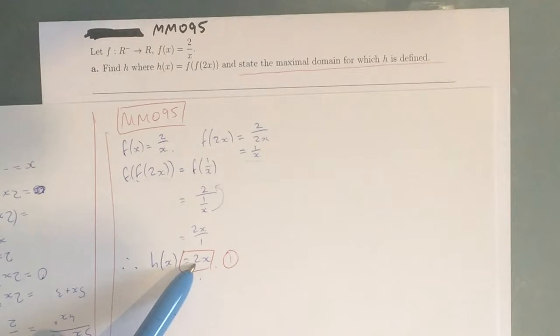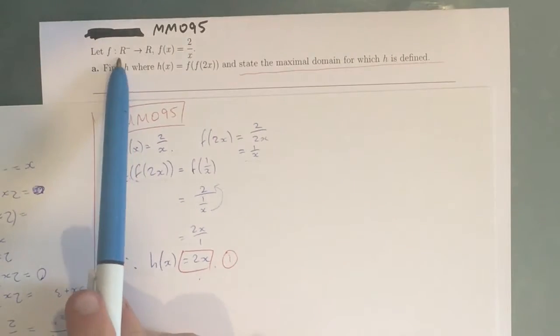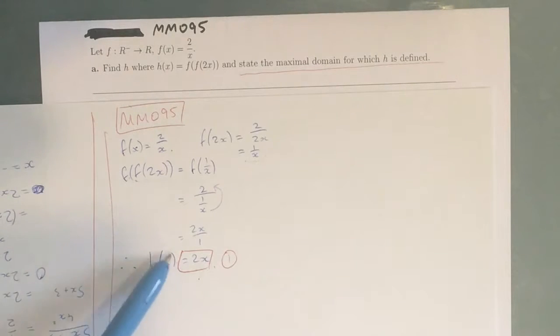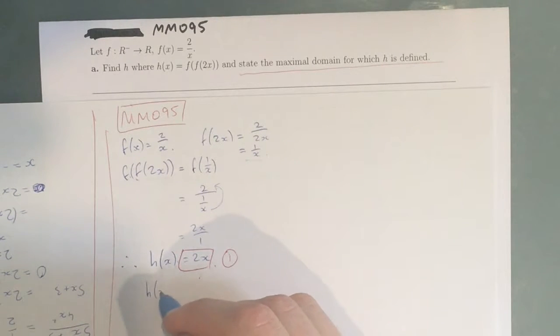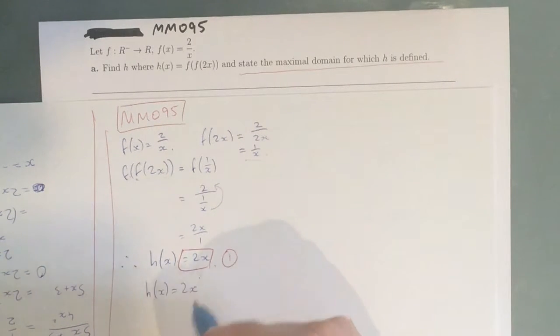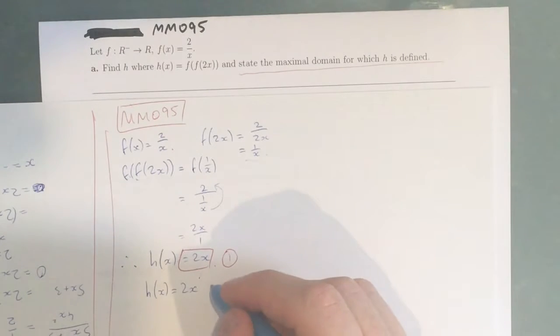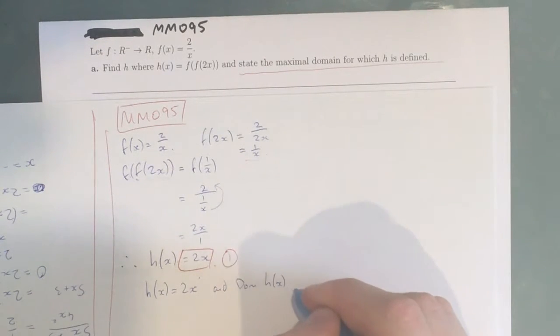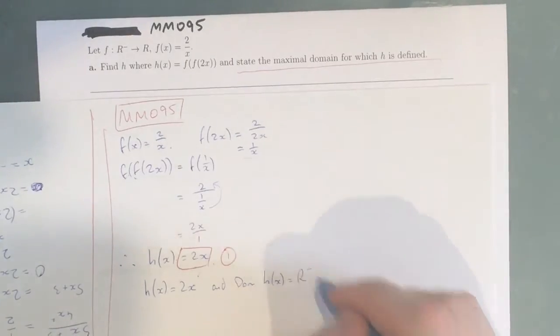Now, normally, y equals 2x would have a domain of R. However, because our original function had the domain of R negative, or all negative real numbers, this function also needs to have the domain R negative. So my final answer, how I would write it, would be h of x equals 2x, and dom h, domain, equals R negative.